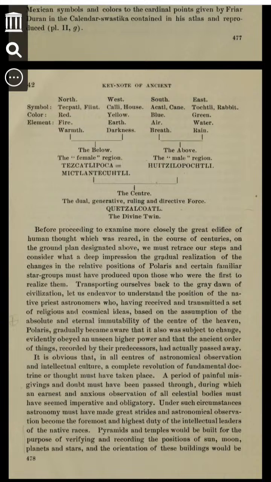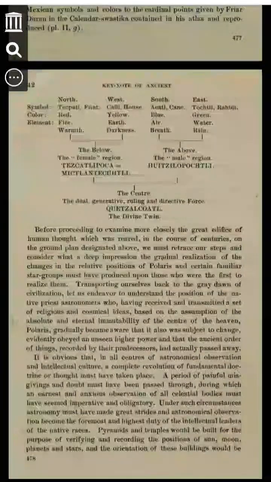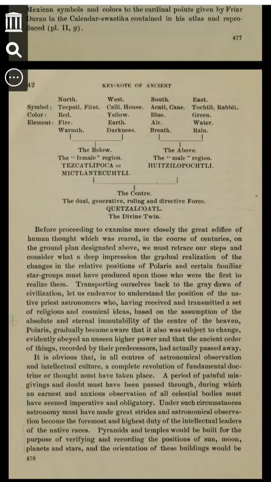You see the male is represented as the south for cardinal point, and below that is the acatl, or the cane, right? As a symbol. Then you have blue as a color represented by the male. All right, it's probably one of my favorite colors, blue. You feel me? From a kid, I didn't even know it. You have air, right? You have breath.